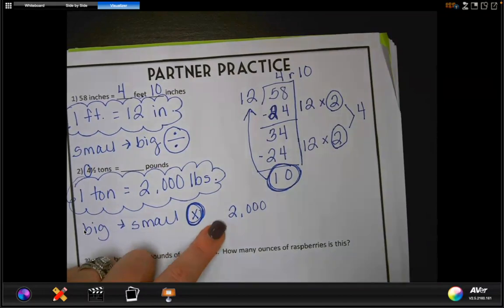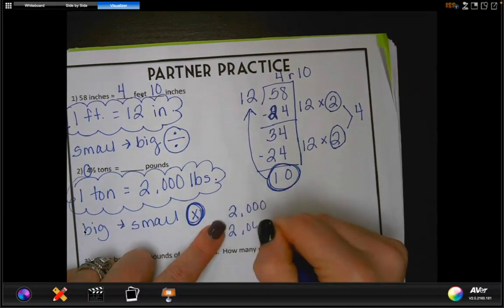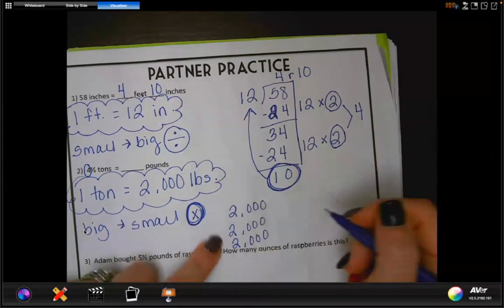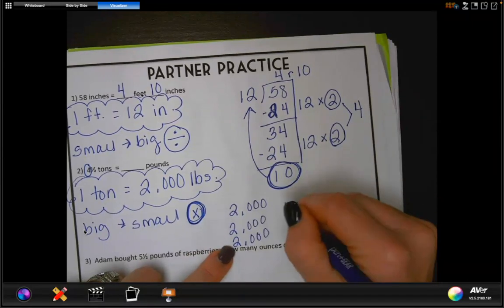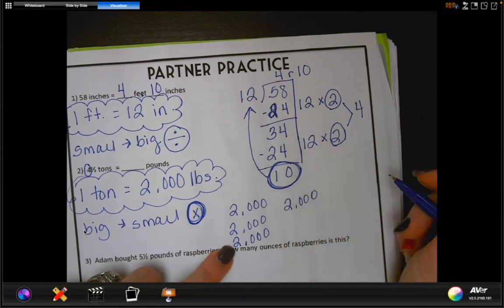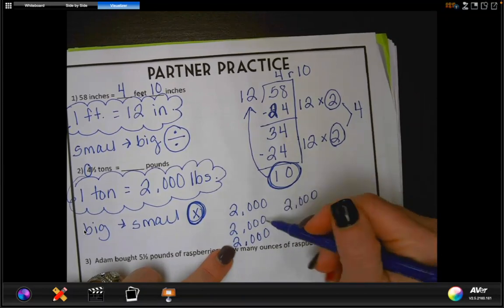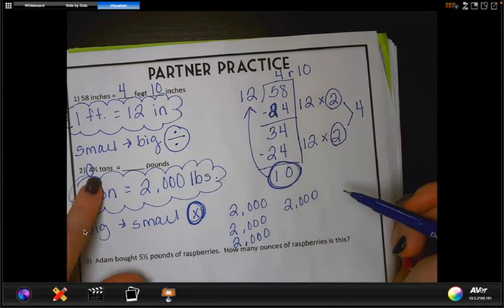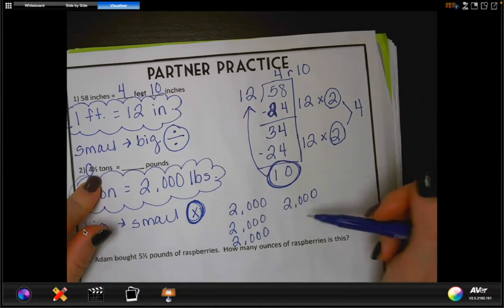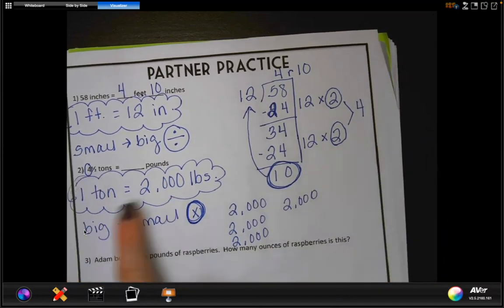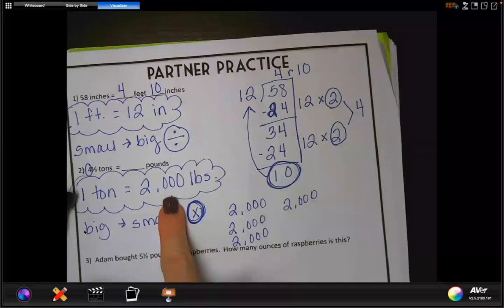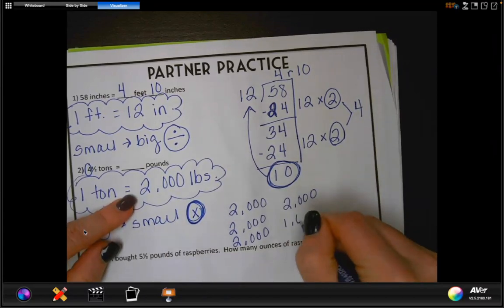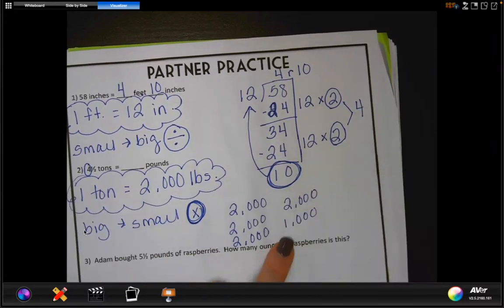So 2,000 for ton number one, 2,000 again for ton number two, 2,000 again for ton number three, and then 2,000 again for ton number four. So that's all 4 tons represented right there with pounds and repeated addition. Now remember, we still have half of a ton left over that we still need to add. So if 2,000 pounds is 1 ton, how many pounds do you think are a half ton? Well, half of 2,000 is 1,000. So we're going to write down 1,000 to represent our half ton.